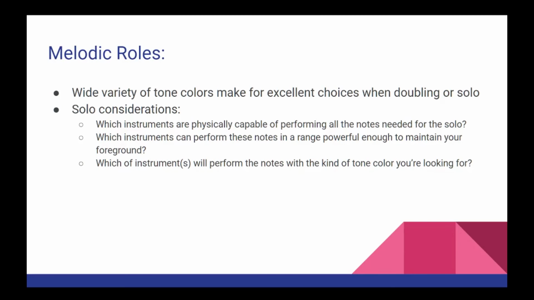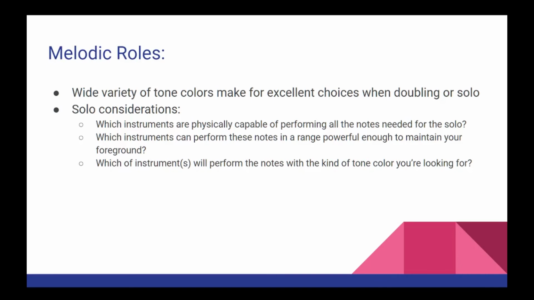In general, the first thing you need to consider when selecting a woodwind to perform a solo is which instruments are actually physically capable of performing the material. What is the range of the passage, and which instruments can actually hit each of the notes necessary? Next up, you want to narrow it down further by looking at which of the remaining instruments can perform the solo in a range that's powerful enough to maintain the foreground amidst whatever other instruments are performing at the same time. Finally, after having narrowed it down sufficiently, you simply want to consider which of your remaining options, if you have more than one, will have the type of tone color you think will benefit your solo the most.